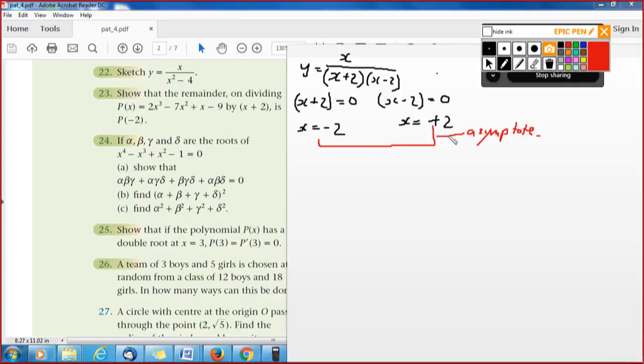Hold on. Which one is this one? This one here? Yep. So, yep. What else do we have to find?